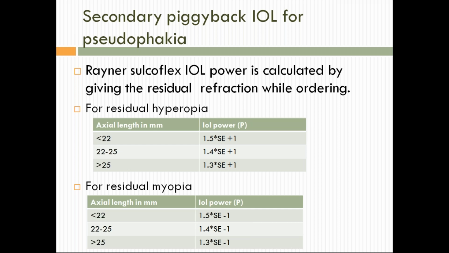Similarly, for residual myopia, for axial length of less than 22 mm, IOL power of 1.5 into spherical equivalent minus 1 is used, and for axial length of 22 to 25 mm, IOL power of 1.4 into spherical equivalent minus 1 is used, and for axial length of greater than 25 mm, 1.3 into spherical equivalent minus 1 is used.